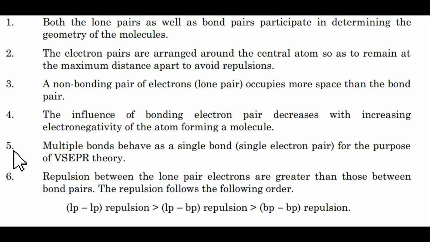You have the example of sulfur dioxide and stannous chloride. Stannous chloride is V-shaped and sulfur dioxide is also V-shaped, but in sulfur dioxide there is multiple bonding, which is a double bond between sulfur and oxygen, but it is considered as a single bond when you are determining the shape. The last postulate is that repulsion between lone pair electrons is greater than that between bond pairs. Maximum repulsion is between lone pairs, then the intermediate is lone pair-bond pair, and the last is bond pair.